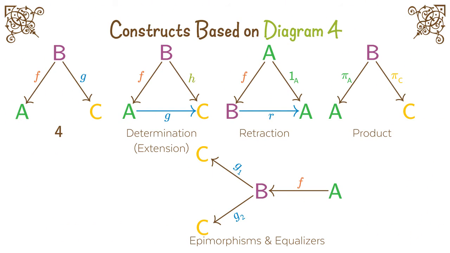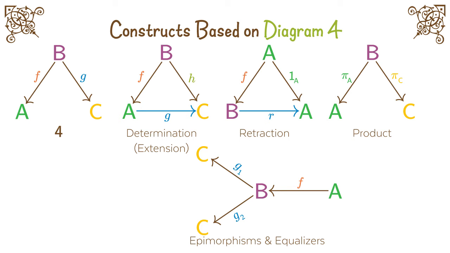And these are the concepts based on diagram 4. The determination problem, on which the next exploration is based, asks, given an F and an H, can you find a G such that the diagram commutes? A retraction is a special case of this, for which R following F is equal to the identity on the domain. The product has this structure without the third map. And finally, both epics and equalizers have this abstract structure.